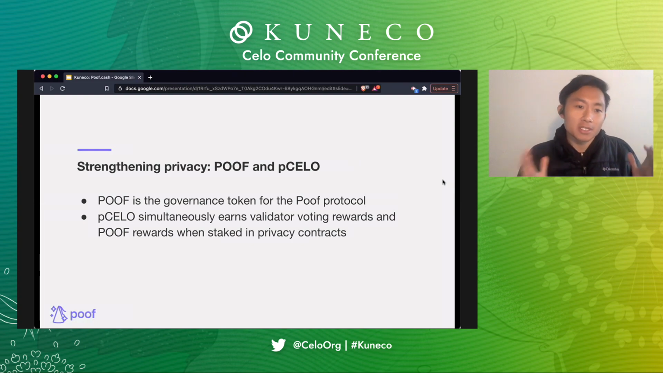All right, so we just saw a demo of what the core privacy features look like for Poof. In addition to that, the Poof protocol is going to have two new tokens, the Poof token and the Celo token. The Poof token is going to be a governance token that can vote in the Poof protocol and governance DAO. And then the Celo token is a token that we're going to release that allows users to simultaneously earn validator voting rewards and Poof rewards when it's staked in privacy contracts.